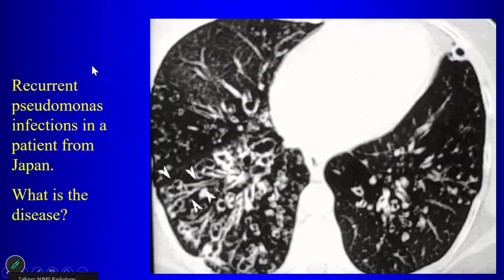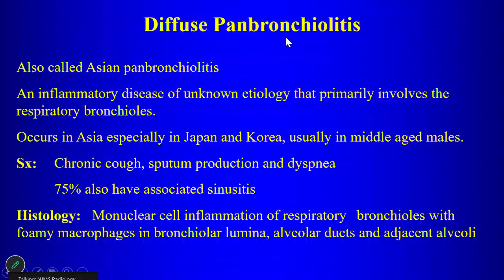So if I tell you that this patient has recurrent Pseudomonas and this patient is from Japan, there is a rare disease that gives you recurrent infectious bronchiolitis, especially Pseudomonas infections in Japan. What is that? Diffuse panbronchiolitis. Yeah, so Asian panbronchiolitis, okay. If I didn't tell you the person was from Japan, but they had Pseudomonas infections and bronchiolitis, especially in a younger person, you would think of what? Cystic fibrosis, right. But this is an example of Asian panbronchiolitis, or also called diffuse panbronchiolitis.